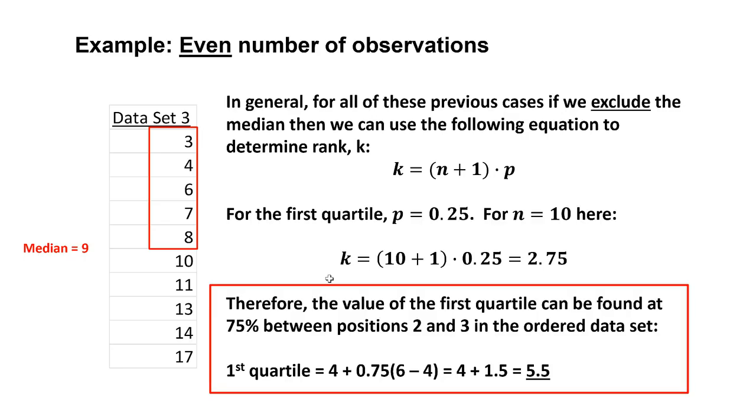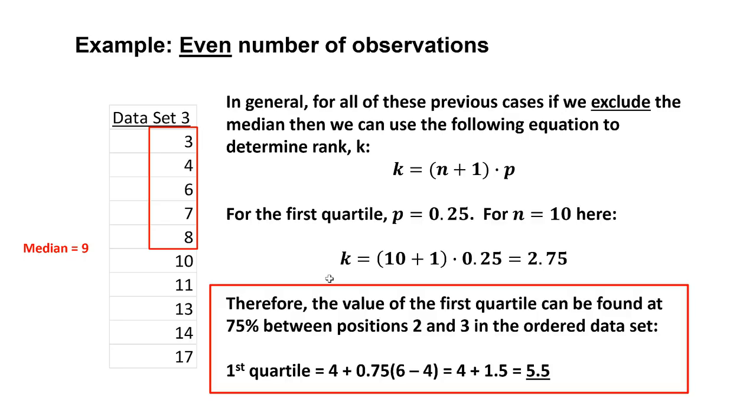So we look at our data. We find our second position of 4, our third position of 6, and we can compute our first quartile as 75% between those two values, between 4 and 6. And so we can do some math here. 4 plus 0.75 times 6 minus 4 is equal to 5.5. And that's how we can get our first quartile position if we want to exclude the median.